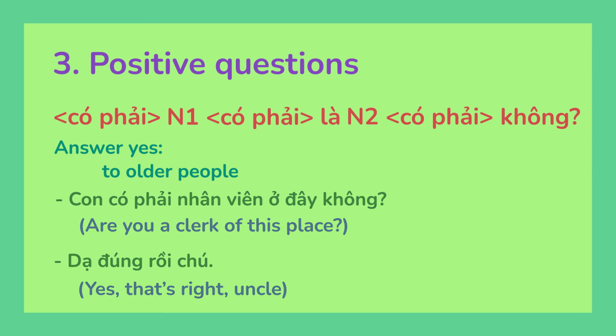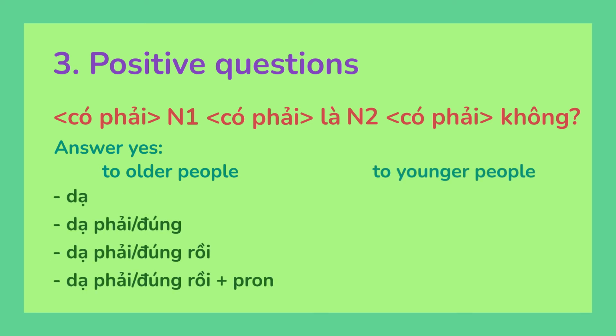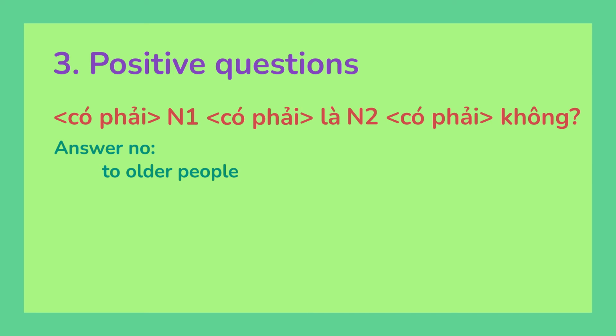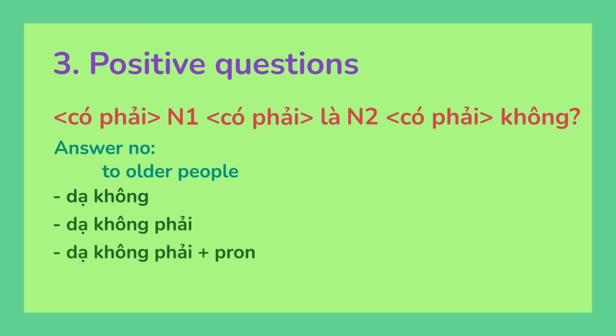If you are talking with a younger person, you could just substitute the polite particle dạ with another word or just remove it and say phải, etc. In case you want to answer no, if you are talking with an older person, you could answer dạ không phải, or dạ không phải plus pronoun. The longer the answer is, the more polite it sounds.